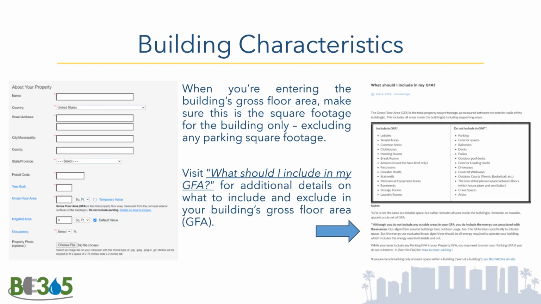The next page will then ask for some basic information about your property, such as the property name, address, year built, gross floor area, irrigated area, and occupancy. As you can see, a number of fields are highlighted in blue. If you're unsure of what the field is specifically asking for, hover over the blue text and a more detailed definition will pop up explaining what the field is seeking.